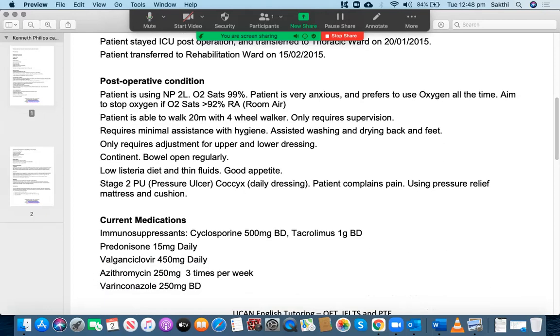Post-operative condition. Patient is using NP2L or saturation test, easily anxious and prefers to use oxygen all the time. Okay, that's all right. And then patient is able to walk 20 meters with the four-wheel walker. Okay. Only requires supervision, requires minimal assistance with hygiene, assisted washing. Yeah, that's fine. Only requires adjustment for upper and lower dressing. Okay.